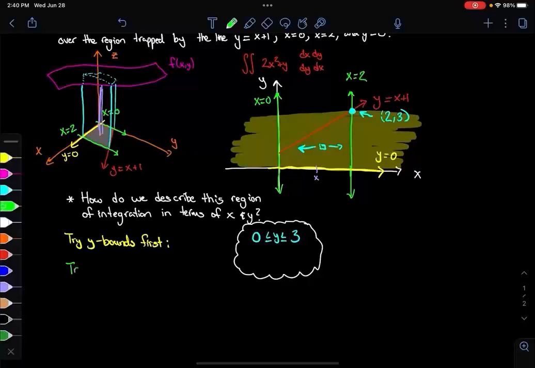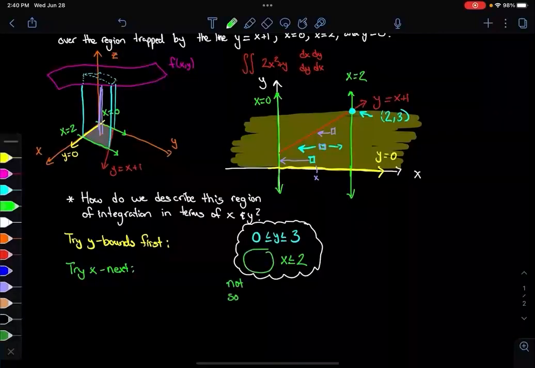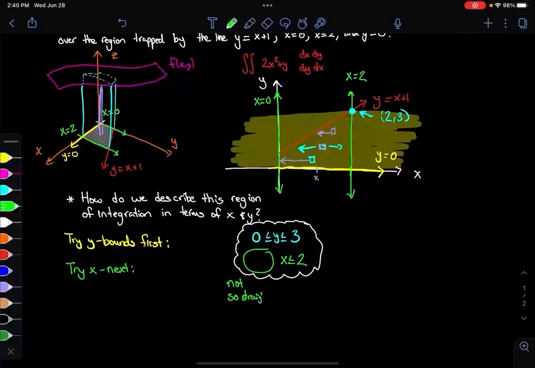So let's try x next. Now the upper bound for x, not too bad, it's just 2. That keeps us from going too far. Now, how far to the left do we go? Well, it depends on where you draw this box. If I draw this box down here, my left bound is just x equals 0. But if I draw the box higher, up here, and I ask how far to the left, well, I need to stop by this red line. So this lower bound is not so straightforward.